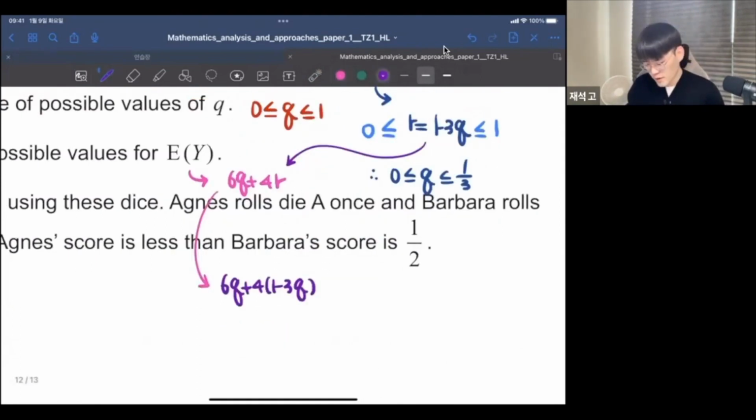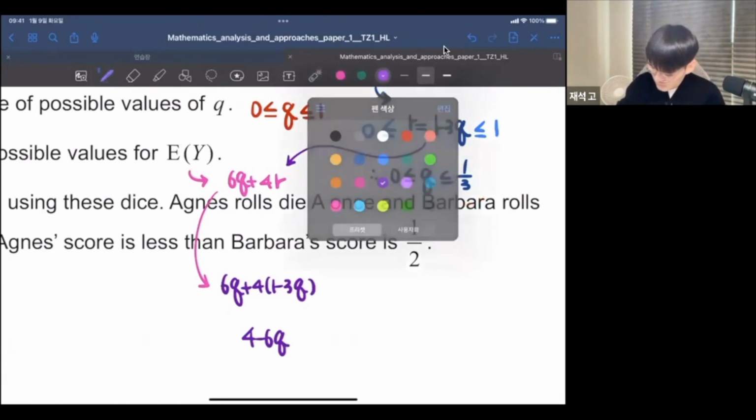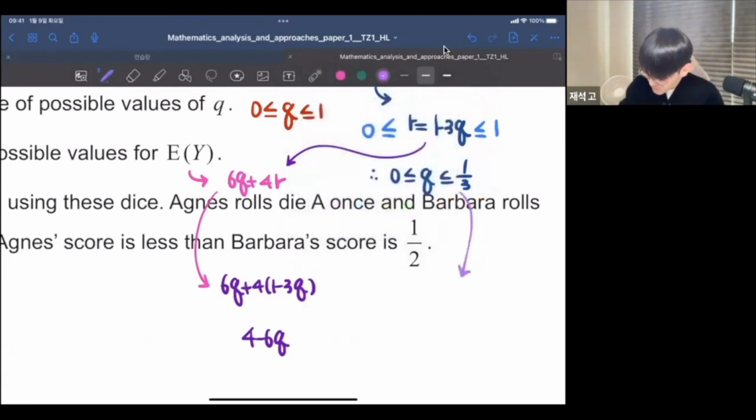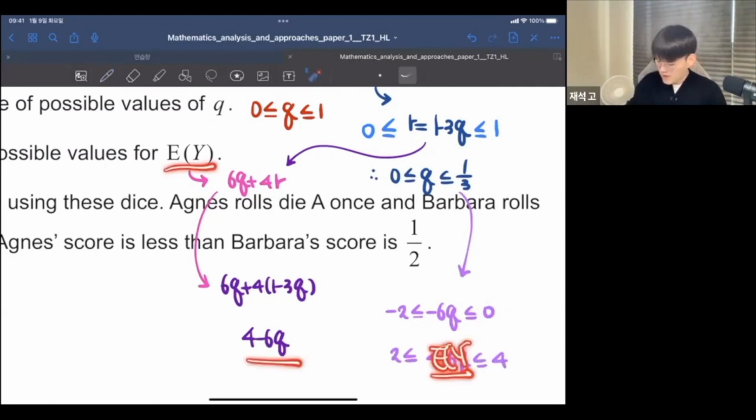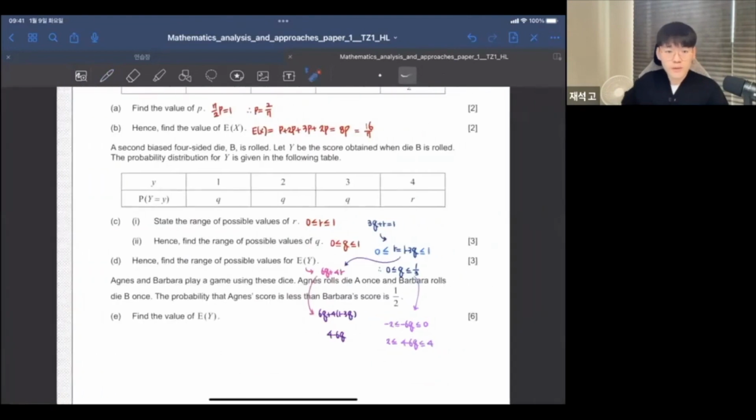So what is this now? 4 - 6Q. We just need to find the range of 4 - 6Q, and we already know the range of Q, so we can figure it out using this. First, multiply by -6, but since the direction of the inequality changes when multiplying by a negative, write it in reverse. Then add 4, and you'll get from 2 to 4, which means the expected value of Y is between 2 and 4. So far, we have A, B, C, D.